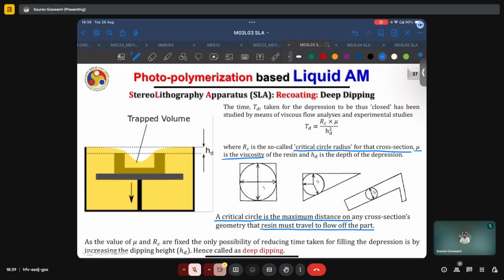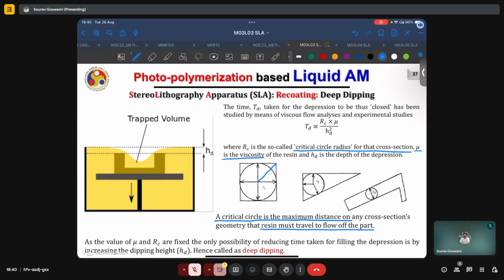A few examples are shown here. Say for this square section, R1 is the critical radius, which is equal to exactly half of the edge length. This is not the longest distance from the center of the given circle, as, for instance, half of the diagonal length will be longer than this radius. However, it is the maximum distance that the resin will travel before it can fall off. Similar examples are given for this triangular cross section and the arbitrary cross section on the right.